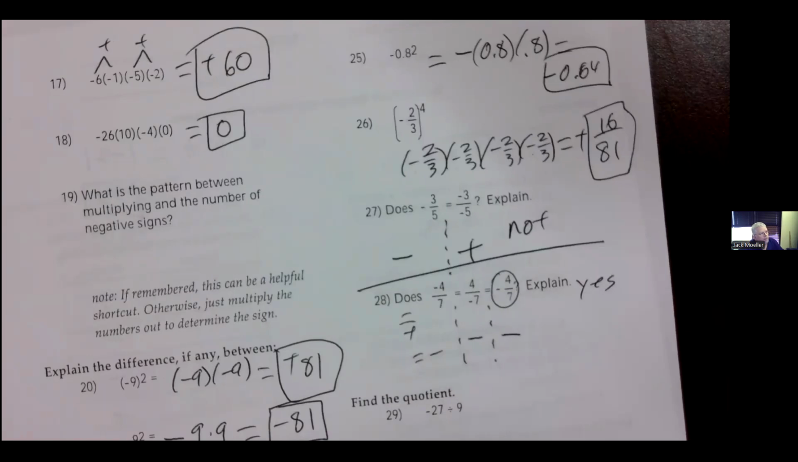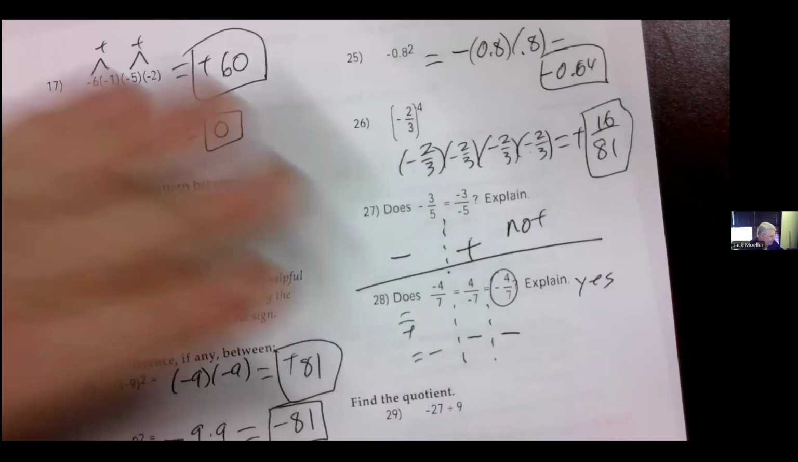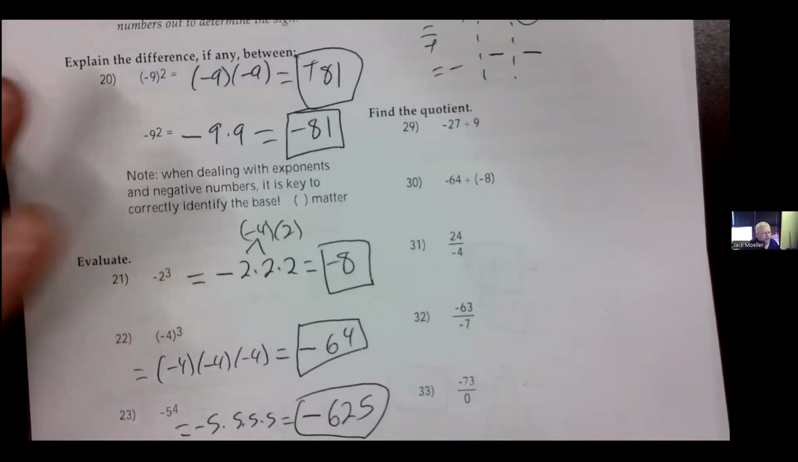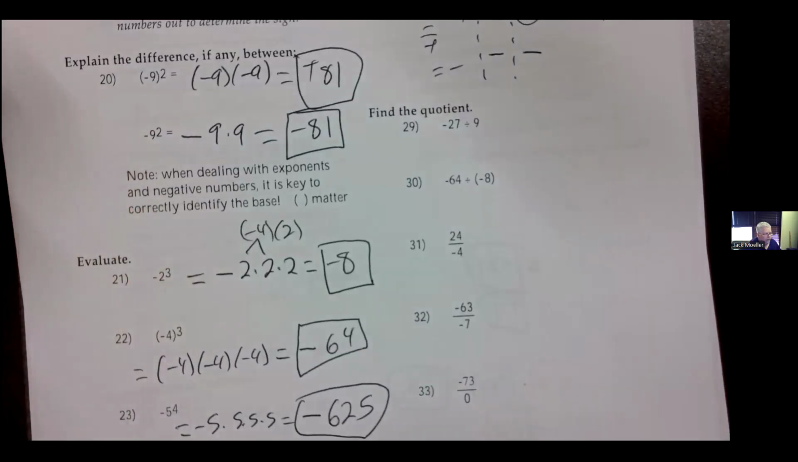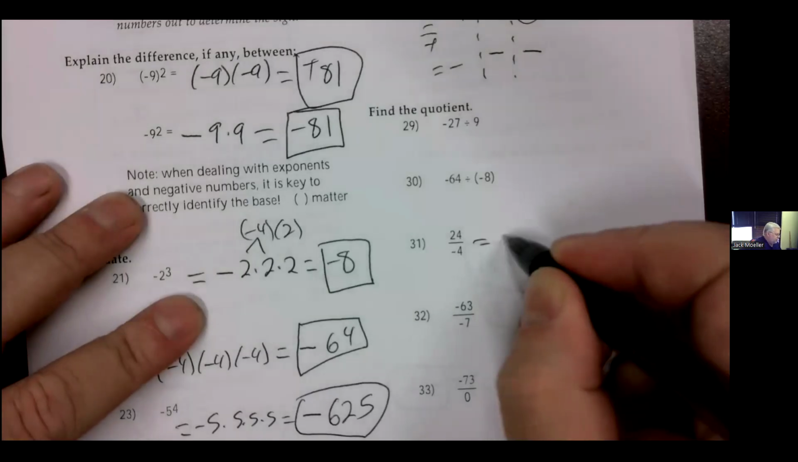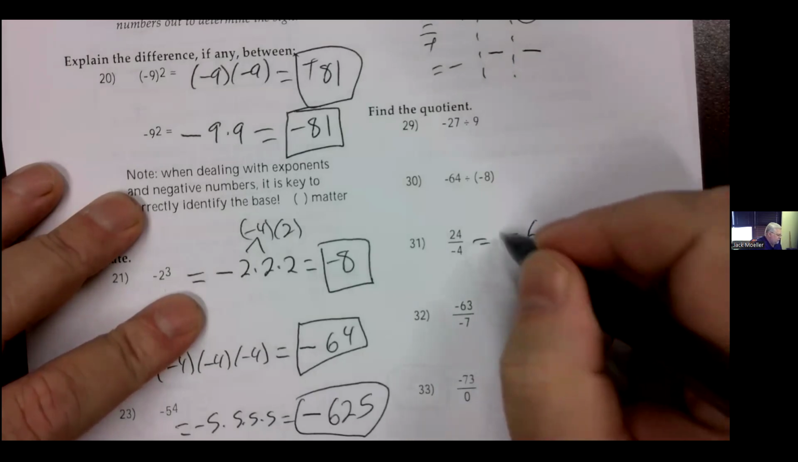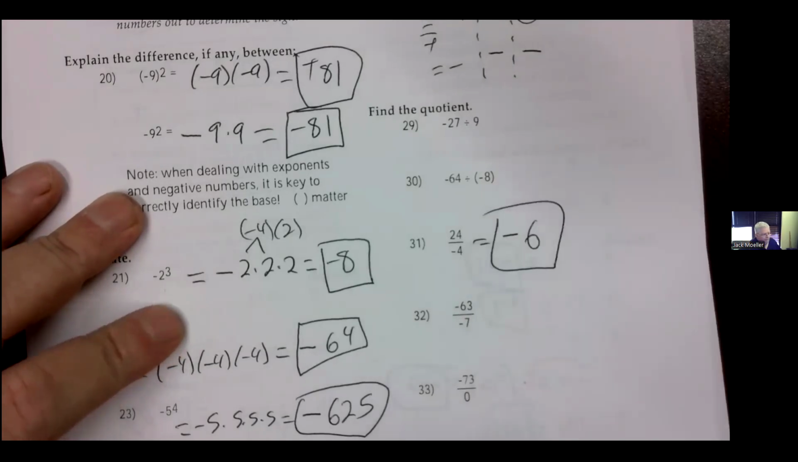So that's probably the biggest mistake with negatives and fractions. If you have a negative fraction, it does not mean both the numerator and denominator are negative. It means one of them is. So watch out for that. All right, so like for example, 31, 24 divided by negative 4. Well, that's a positive divided by negative, so that's negative. 24 divided by 4 is 6.